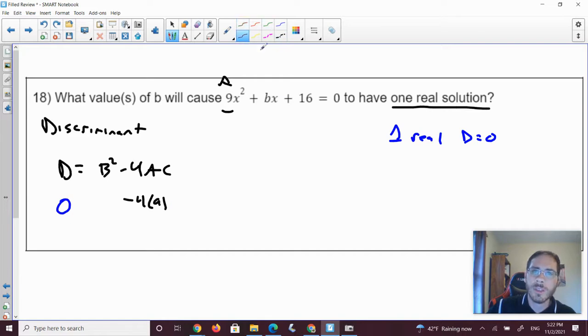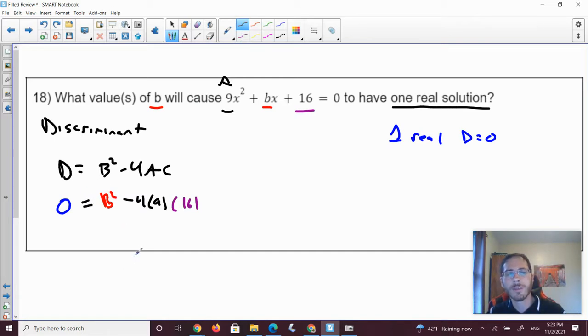I also know C. C is 16. Again, what I'm trying to figure out is B. So I have to leave this as B squared. So this is the equation that I have to solve.